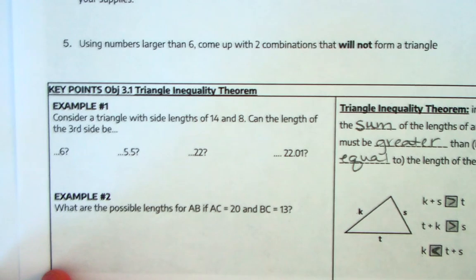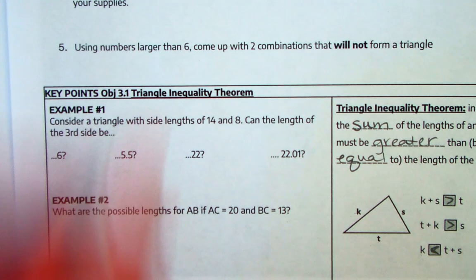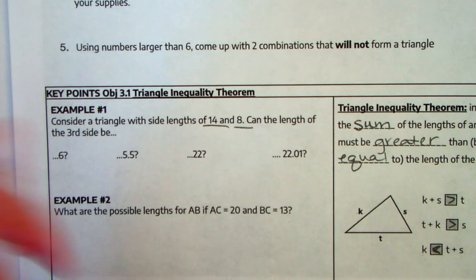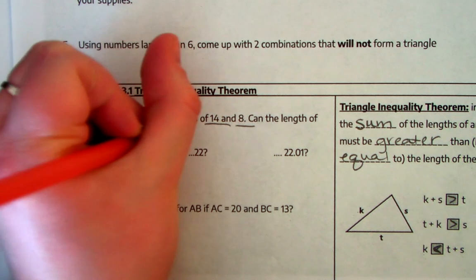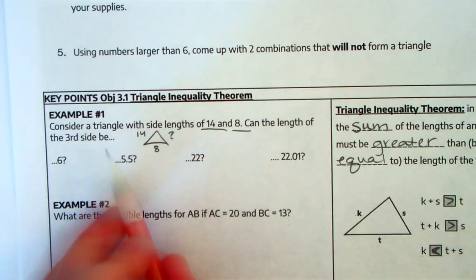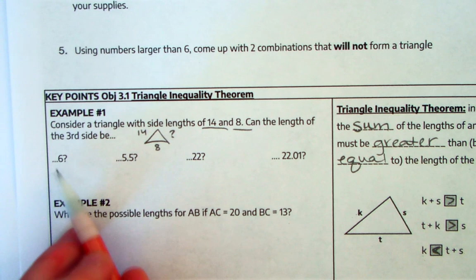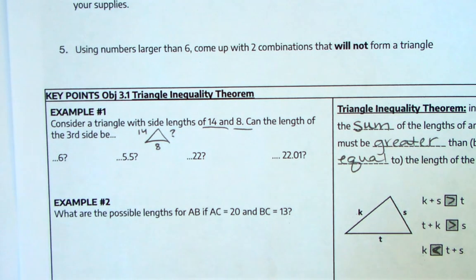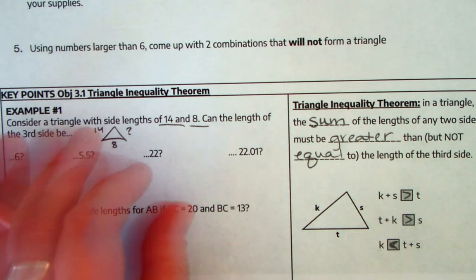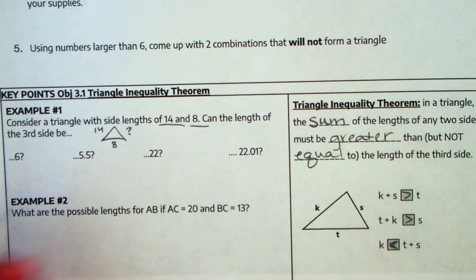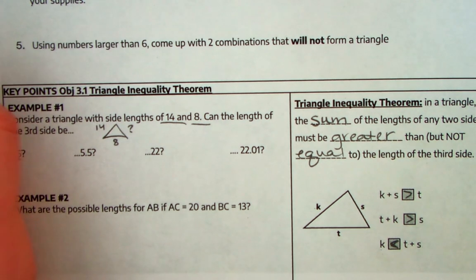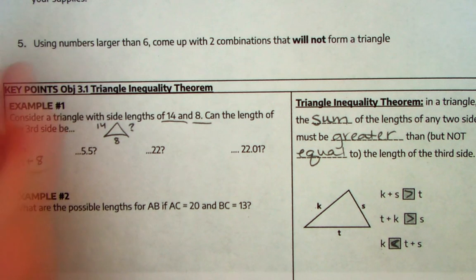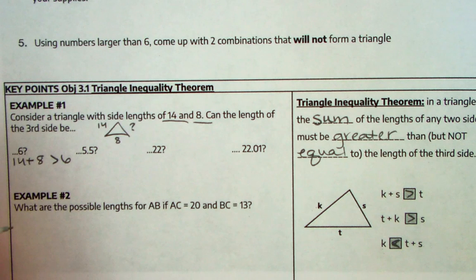Okay, so we're going to look at this example where we're considering a triangle that already has side lengths of 14 and 8. So we've got this triangle here. One side's 14, one side's 8. We're wondering, can the length of the third side be any of these numbers? To figure that out, we're going to follow the triangle inequality theorem, where we take the sum of any two sides. So I'll do 14 plus 8. Is that greater than 6? Yes. But it's got to be the sum of any two sides.